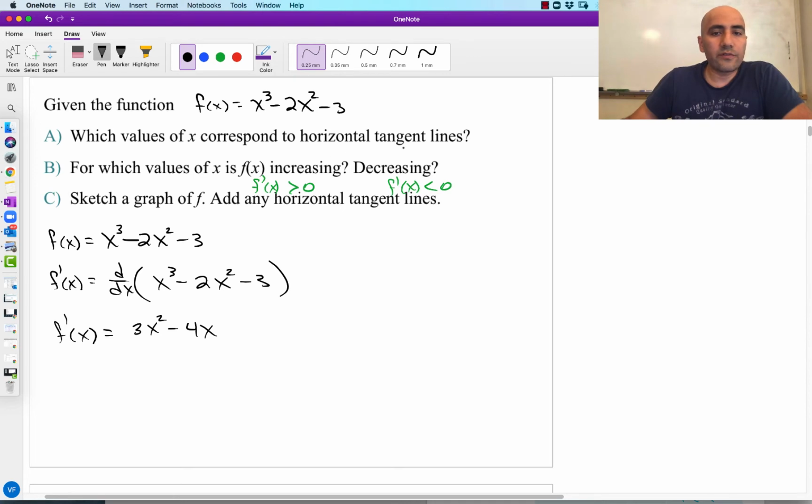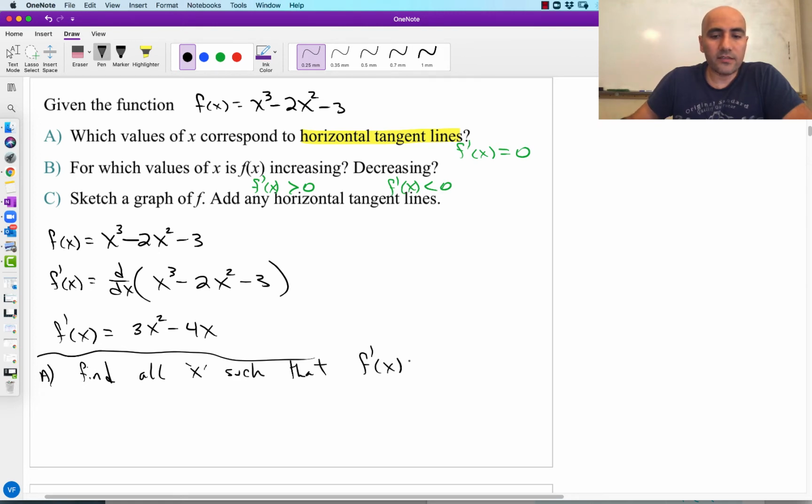For part A, for which values of x correspond to horizontal tangent lines, we know that horizontal tangent lines occur whenever f prime of x equals 0. So that's going to be our first order of action here. Number one, we found the derivative, so we got that done. But now, for part A, we're going to find all x such that f prime of x equals 0. So we're going to set 3x squared minus 4x equal to 0 and solve it.